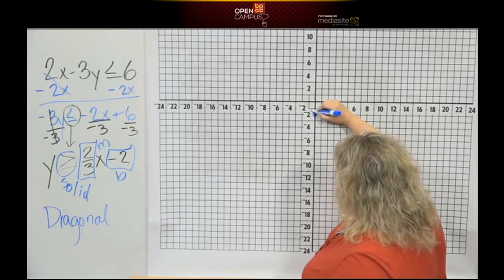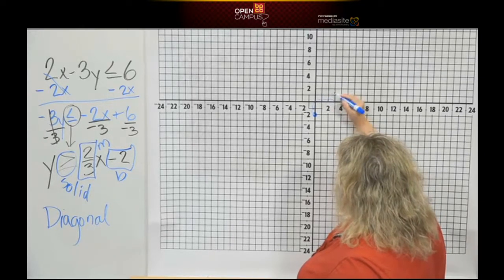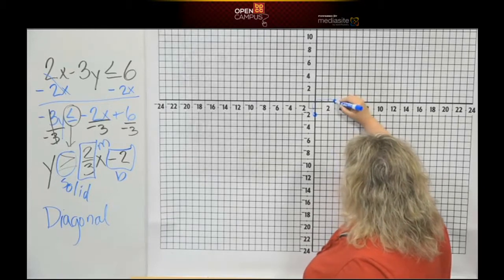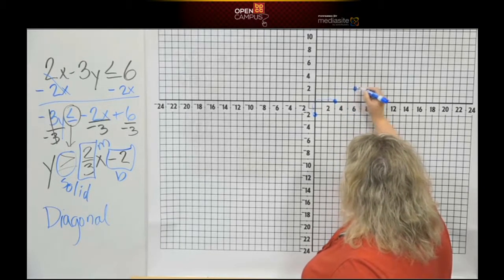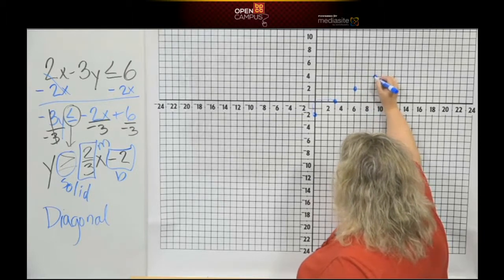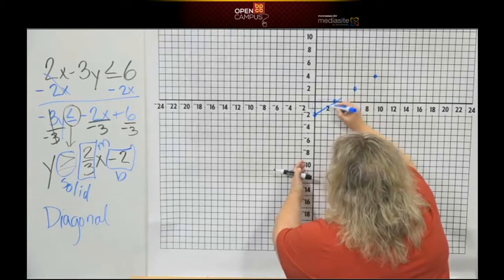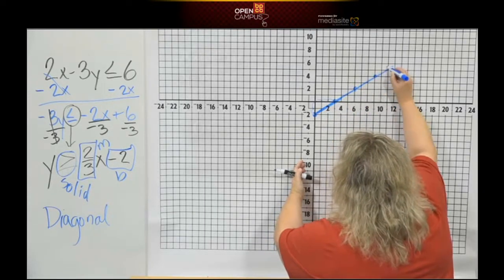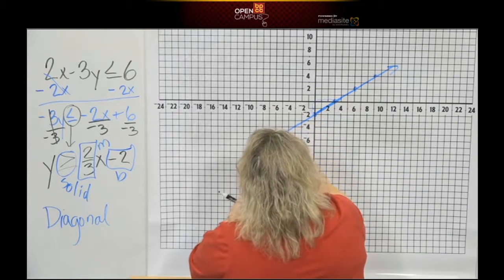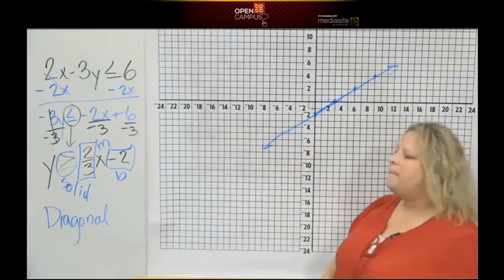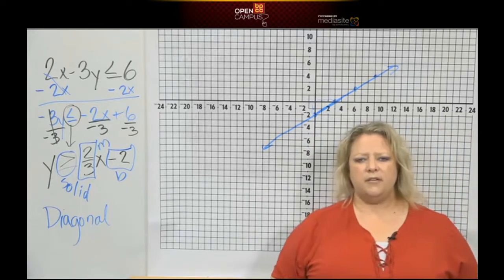So I'm going to go up 1, 2. I'm going to run over 3. 1, 2, 3. I can count up 2, over 3. And I could keep doing this as long as I really feel like doing it, but I'm done. So connect my points, make my line, because you know it goes further than that. Okay, that's good enough.